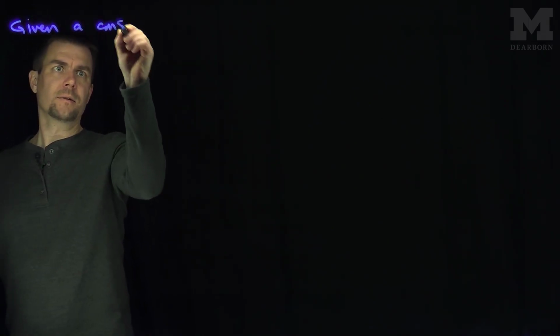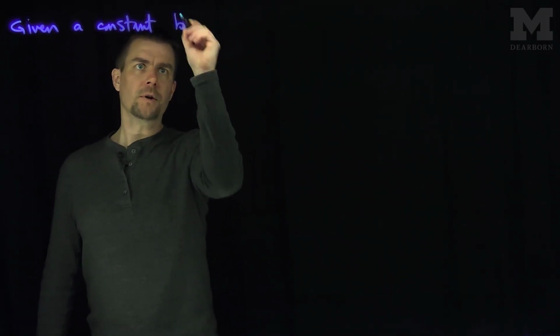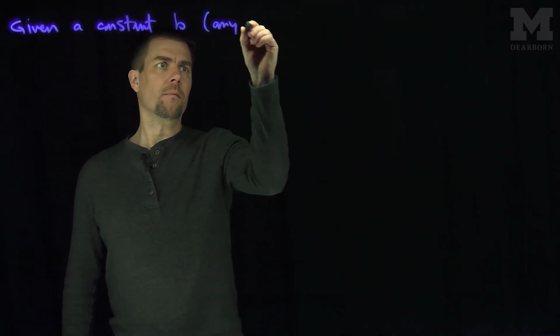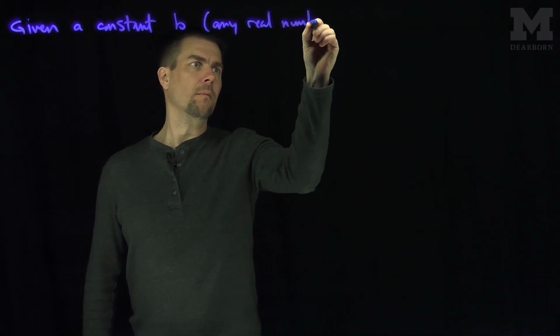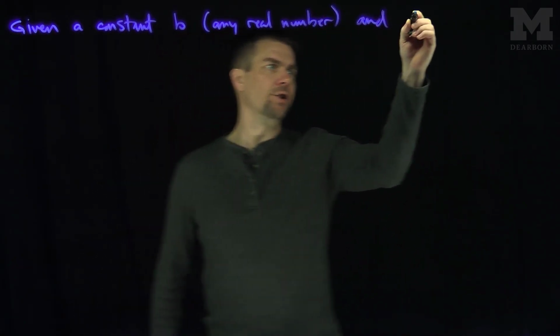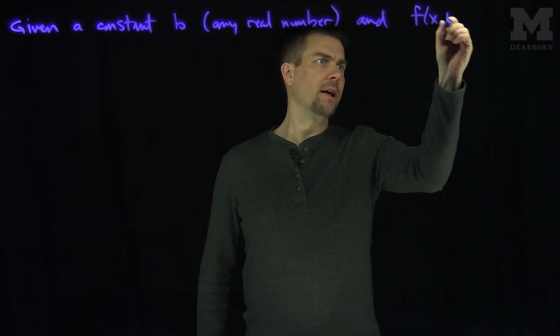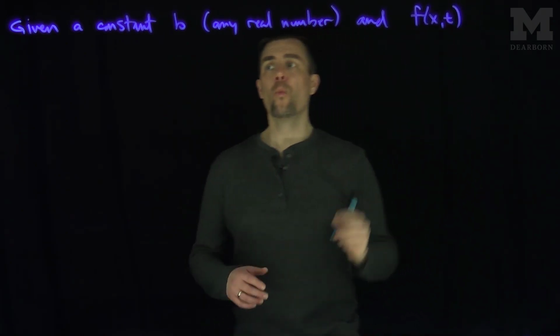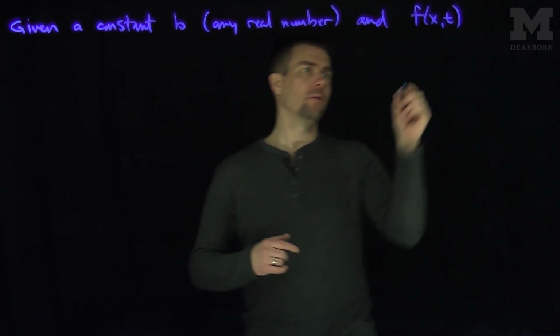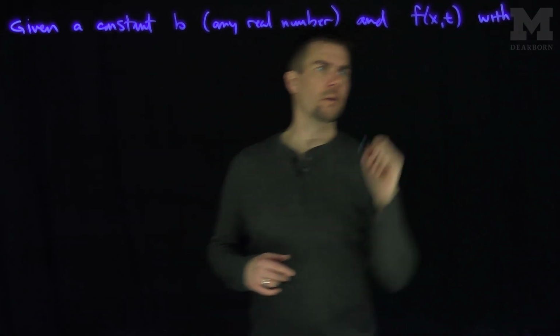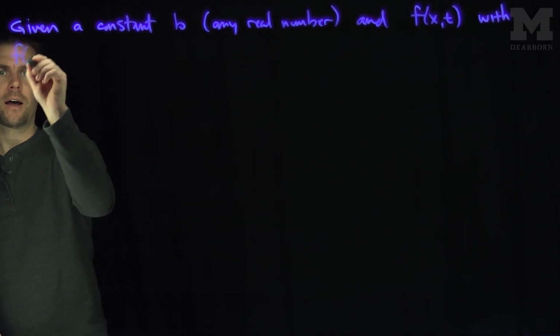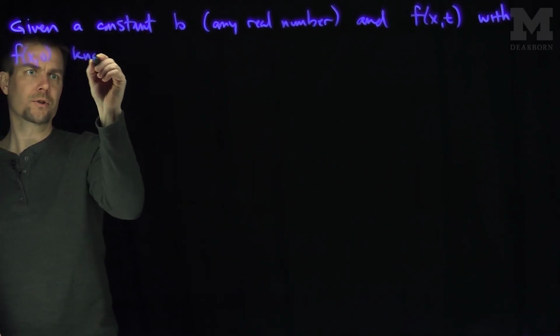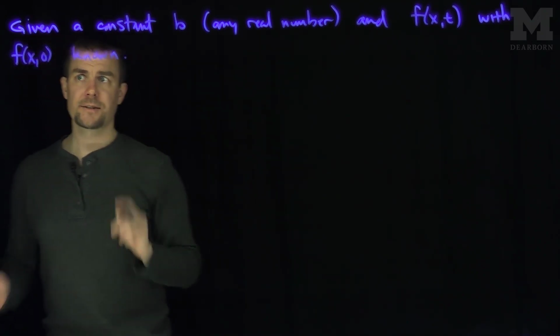Hello students, in this video we'll see how to solve the transport equation in general. If I'm given a constant b, so b is just any real number, and a function f of x and t with f of x, 0 known. So in other words, I know the value of this function at time 0.